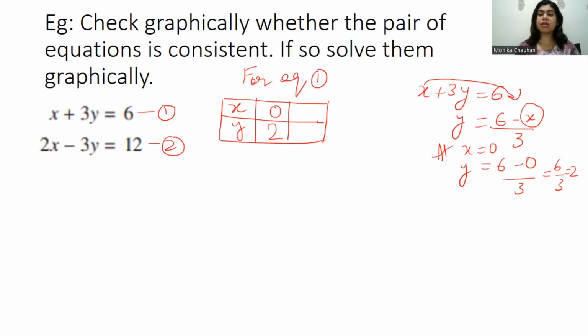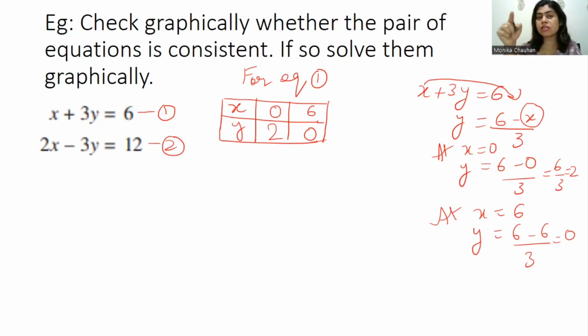Next, let's begin with x equal to 6. Why I took 6, you will get to know. In place of x, I'm going to write 6. So what will happen? 6 minus 6 is 0, upon 3, which is 0. So my calculation becomes much easier. So I got 2 points: if x is 0, then y is 2, and if x is 6, y is 0. Similarly, I need to solve this for equation number 2.